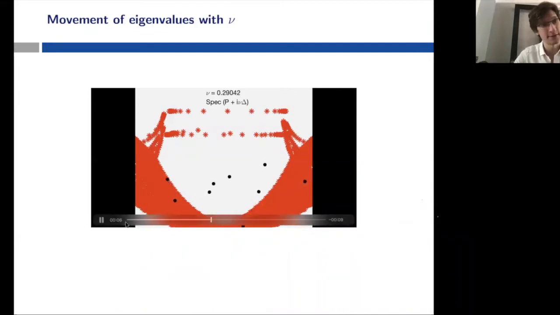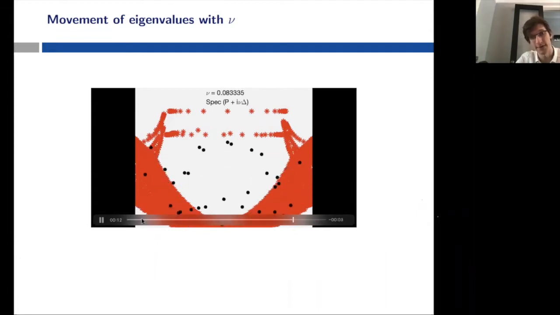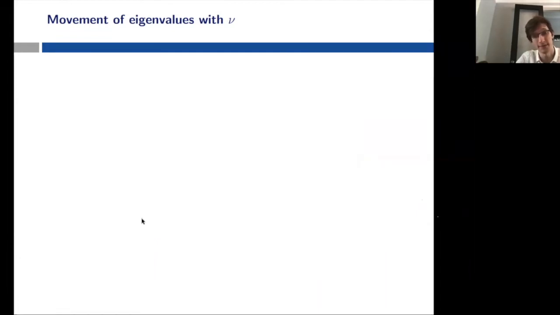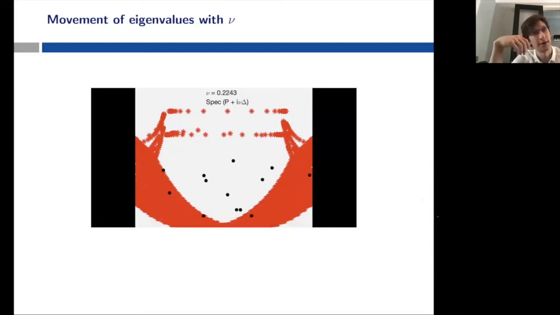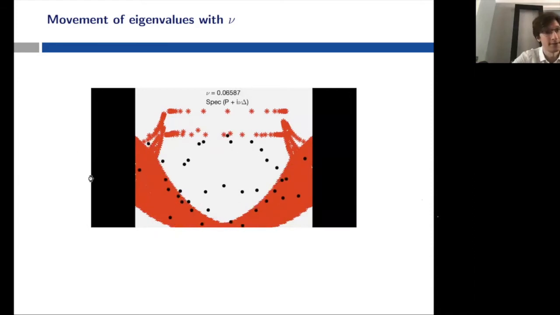Let me start it over, because I probably should have slowed this down. You can watch and you can see that the black dots are the eigenvalues of P plus I nu, and some of the red dots are this discrete set. As nu goes to 0, you can really watch all of these things come up. Unfortunately it disappears at the end, but you can watch these things as nu is going to 0, and they run in from infinity and accumulate at these red dots.